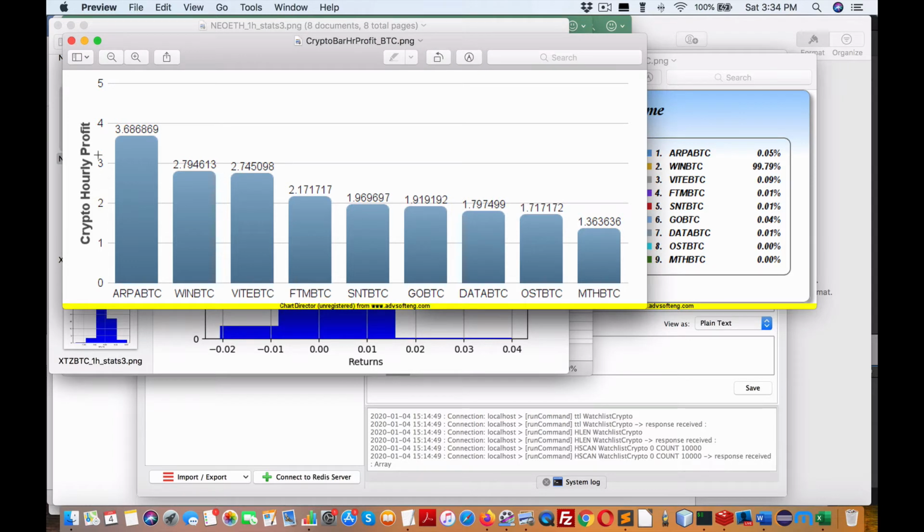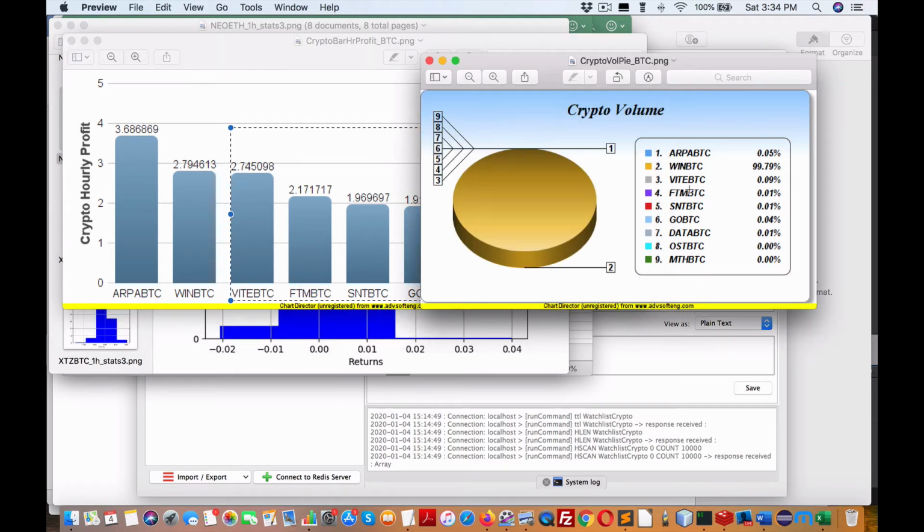Here, these are the hourly profit moves. So you can clearly see which ones are moving. ARPA BTC is doing 3.68. Meanwhile, here's our big volume driver, WINBTC, moving at 2.79, and then these other ones moving up as well, but have very small volume based upon this crypto volume. So be aware of that. Really important to understand that relationship.